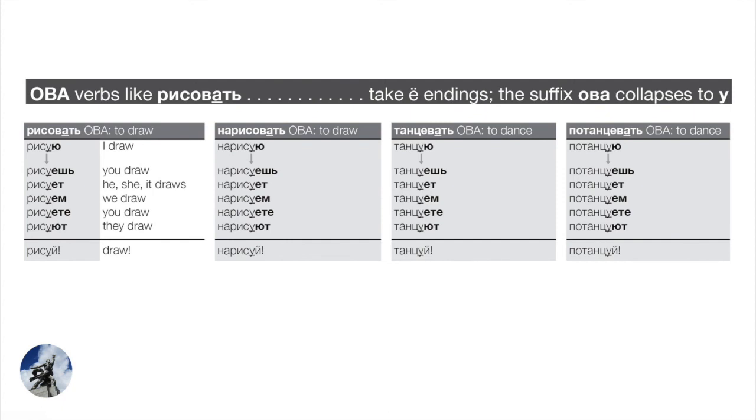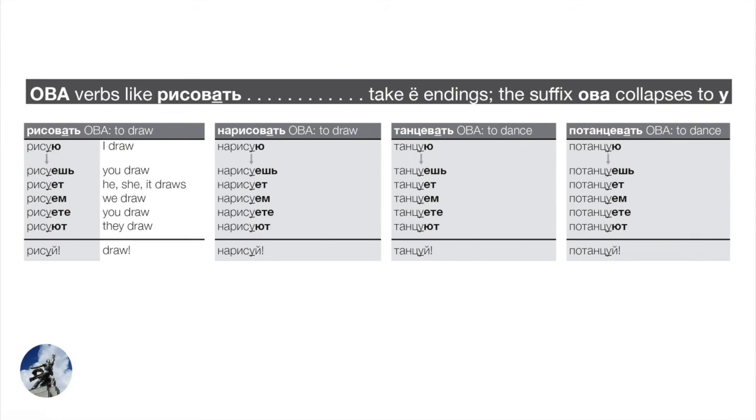Okay, well, let's dive in and look at more examples. Our head verb for ova verbs is going to be рисовать, meaning to draw. Okay, рисовать, we see it's an ova verb. To conjugate it, we simply want the ova, that suffix, to collapse to an u. Ova becomes u. We add the yo endings, and we're off to the races. Рисую, рисуешь, рисует, рисуем, рисуете, рисуют.